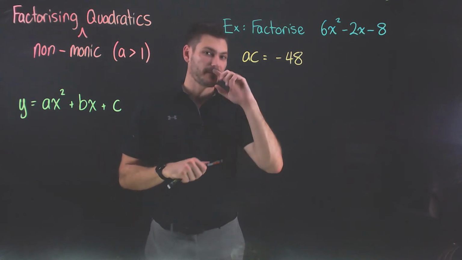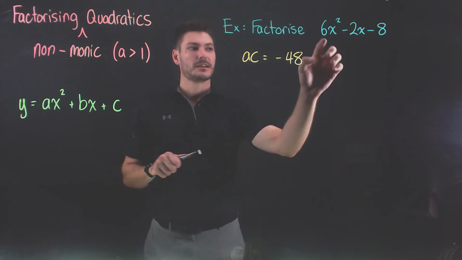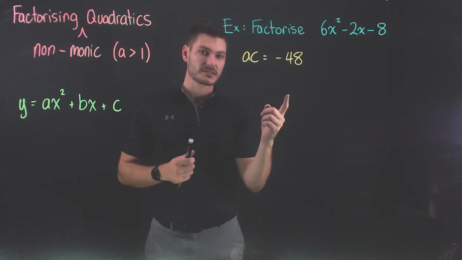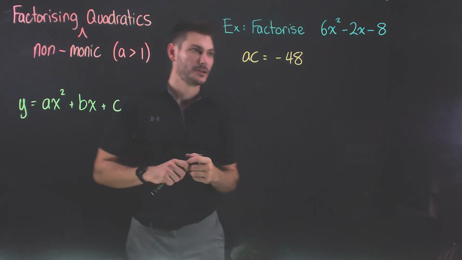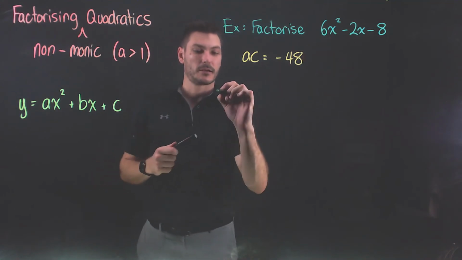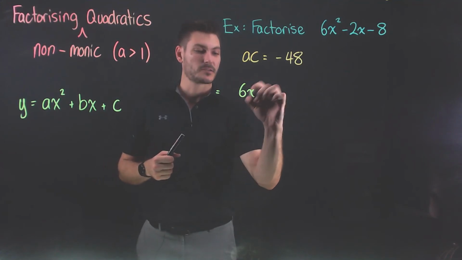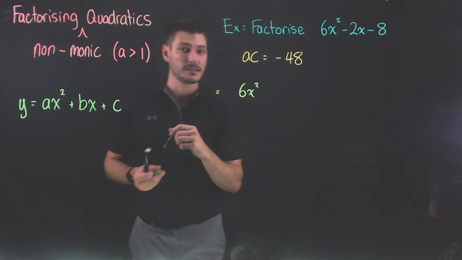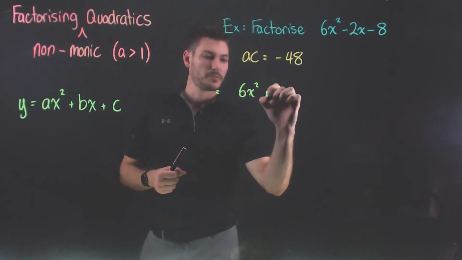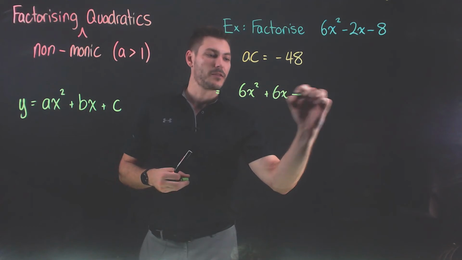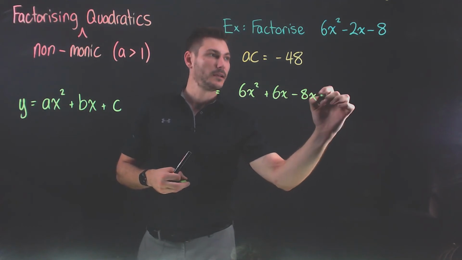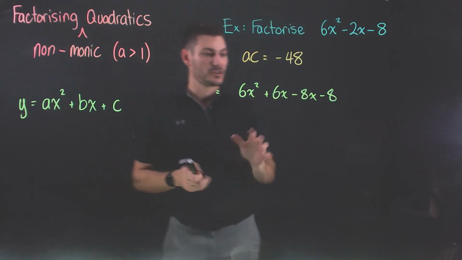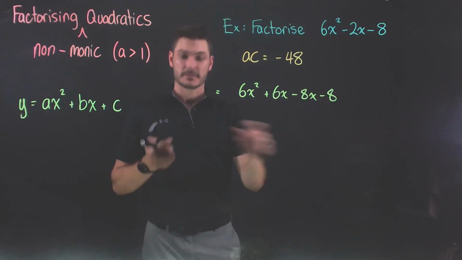And I think we're going to find that the answer is just going to be 6 and 8, because if I do minus 8 plus 6, I'm going to get negative 2. So I'm going to set my quadratic up as 6x squared, and I'm going to say it was minus 8 and plus 6. So I'm going to do the plus 6 first, and then the minus 8x here, and then the minus 8. So now that we've got this situation here, we're going to factorize by grouping.